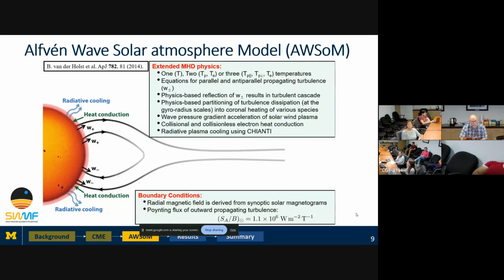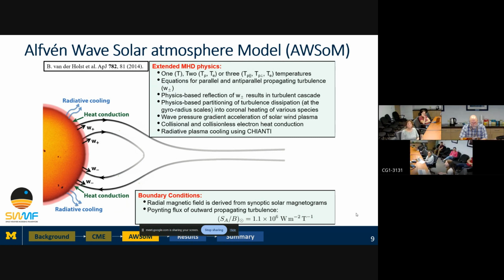So I mentioned the way that I'm doing this is using MHD modeling. I use the Alfvén Wave Solar Atmosphere model, or AWSoM, which was developed at the University of Michigan and is within the Space Weather Modeling Framework. And it's an extended MHD model that includes physical turbulence terms, or parallel and anti-parallel turbulence. It has reflection that can give us the turbulence cascade, partitioning of the turbulence dissipation into heating of different species. In particular, that allows us to get 1, 2, or 3 different temperatures in the model. So that would be proton and electron, or parallel and perpendicular proton and electron temperatures.